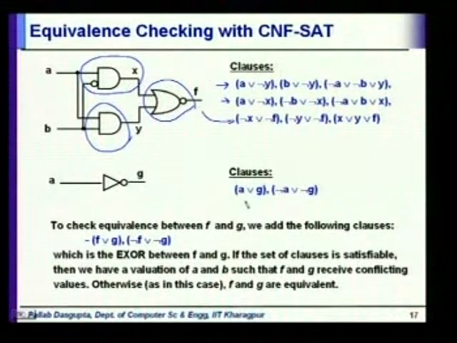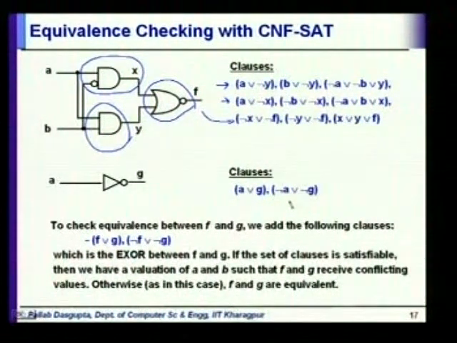If it says it is unsatisfiable, then these two are equivalent, right. Clear? Okay. So, if the set of clauses is satisfiable, then we have a valuation of a and b such that f and g receive conflicting values. Otherwise, as in this case, f and g are equivalent.